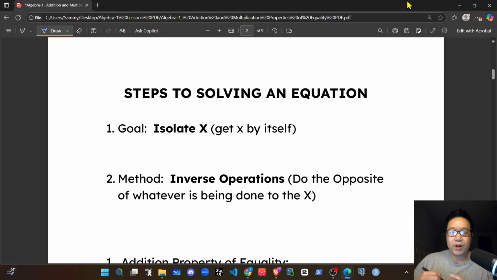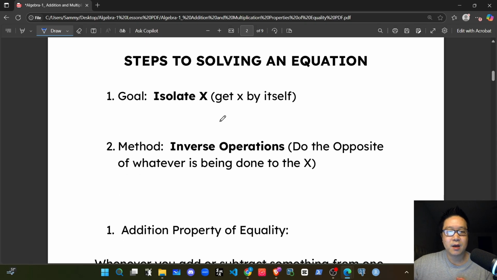So the reason why we're learning the addition and multiplication properties of equality is that knowing these properties allows us to solve for x, the unknown value in the equation. So here are the steps to solving an equation. The first thing you need to know is that the goal of solving an equation is to isolate x, meaning we want x by itself, okay? So at the very end of the process of solving an equation, what we get is x equals some number.